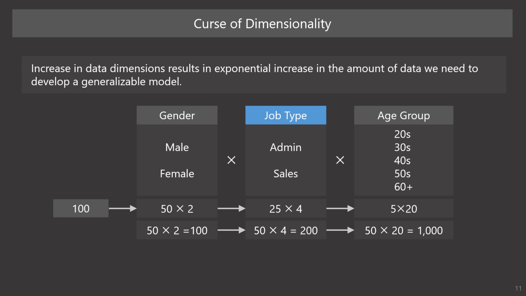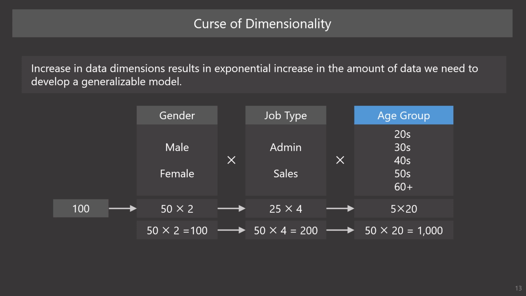Now, we have another feature, job type. Suppose job consists of two categories, administration and sales. By combining gender and job type, we have four categories. And if the job type is almost evenly distributed, each category consists of 25 people.